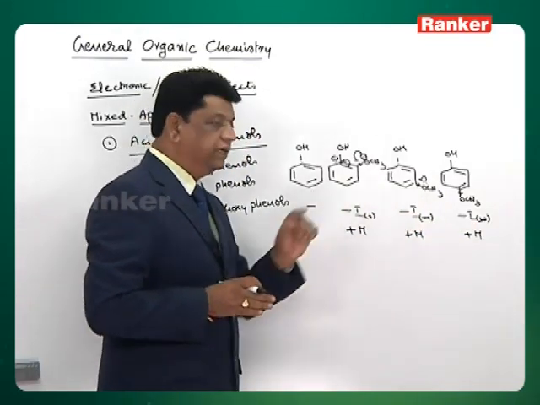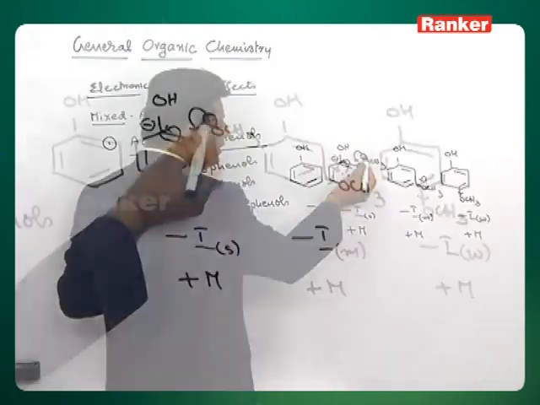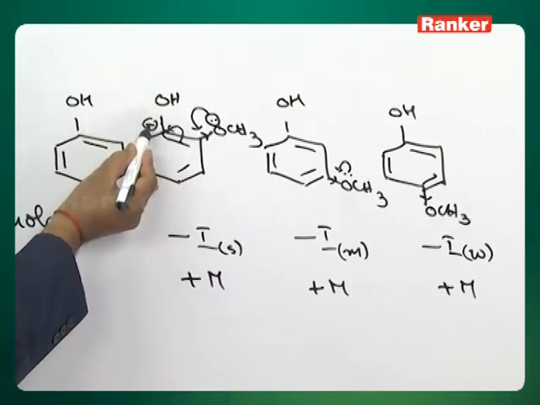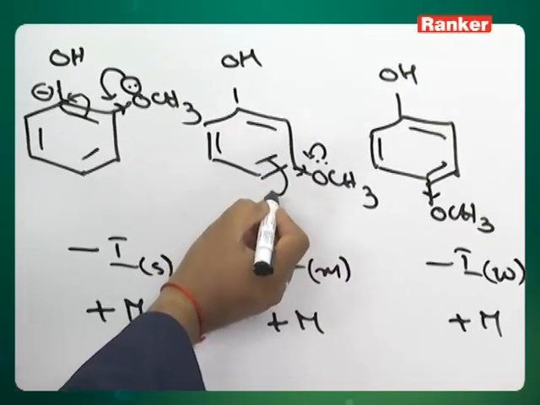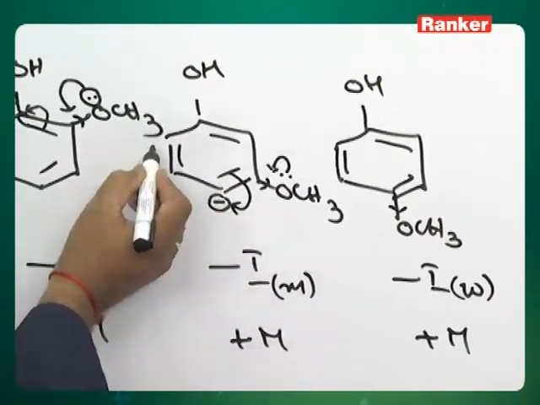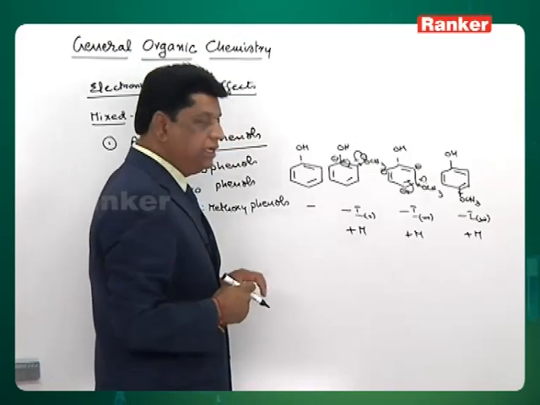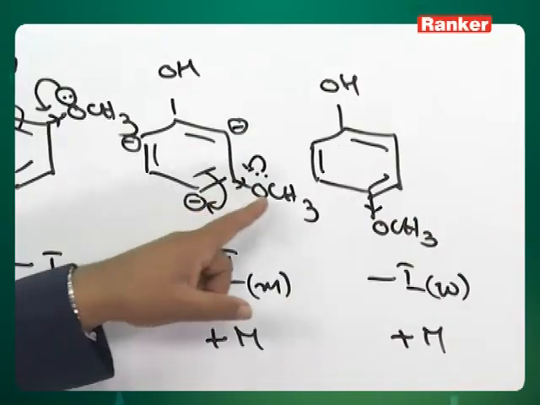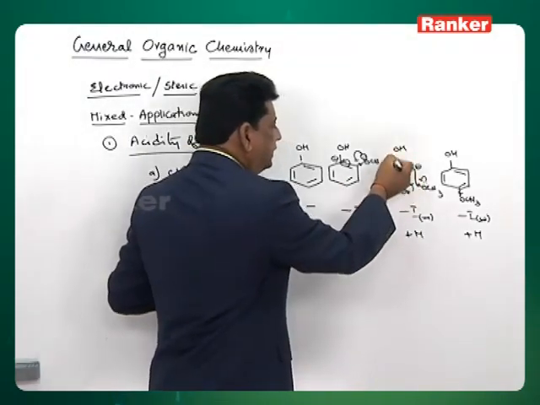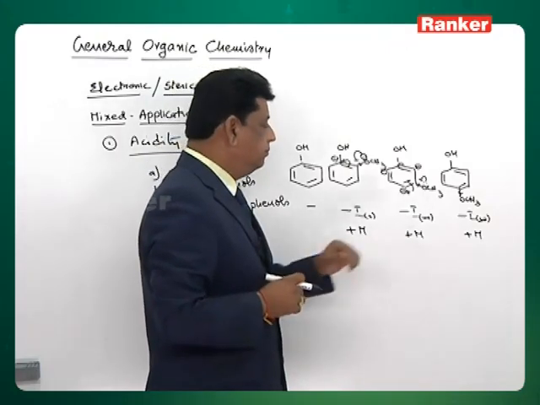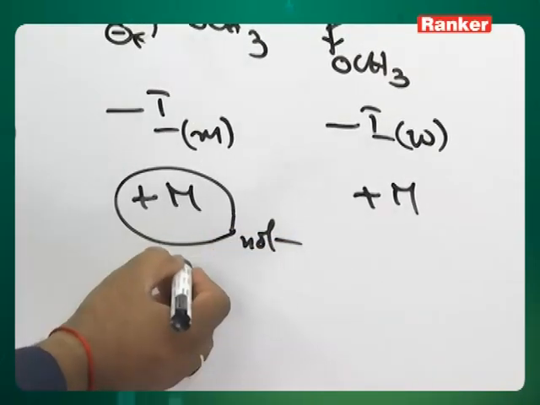Will all the plus M effects work the same? First of all, see here OCH3 donating. So the carbon where OH is attached becomes a negative charge. Whereas here, if this donates, the double bond becomes this minus and this minus and this minus. So the OCH3 can influence the benzene ring at ortho and para to OCH3. So the carbon where OH is attached is not at all influenced by the plus M effect. Therefore, let us round it off and say not influencing.